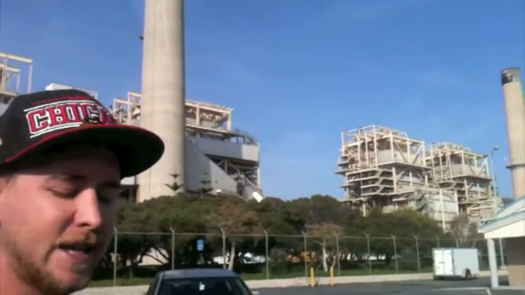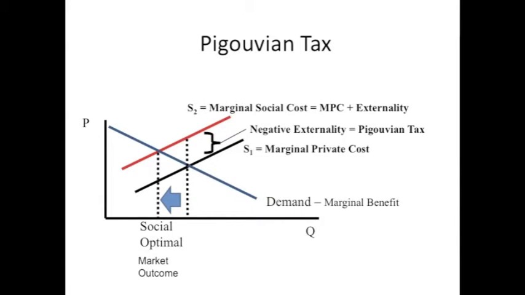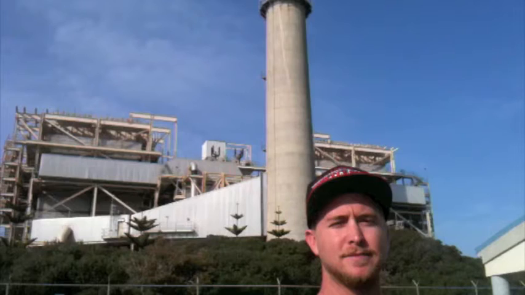And the example I have is behind me, the power plant. The EPA could levy a tax of $30,000 on this power plant for every ton of pollution it emits. To sum it up, a Pigovian tax is a tax designed to induce private decision makers to take account of the social costs that arise from a negative externality.